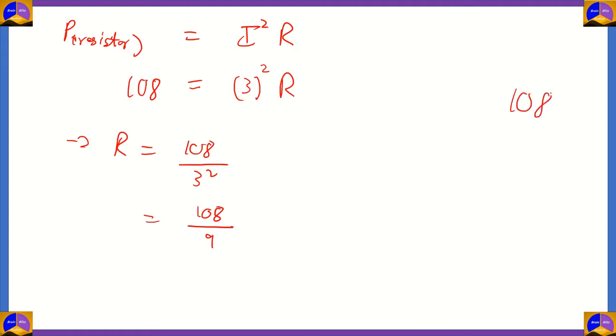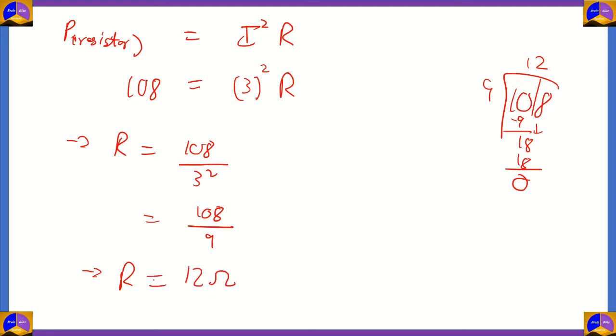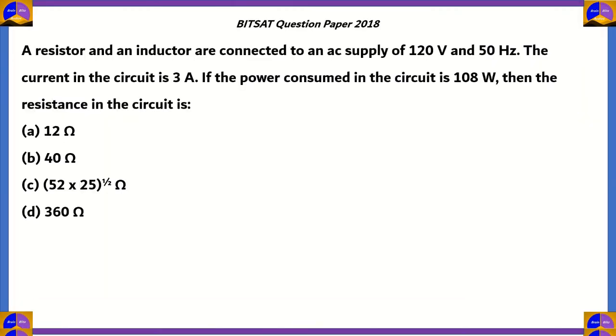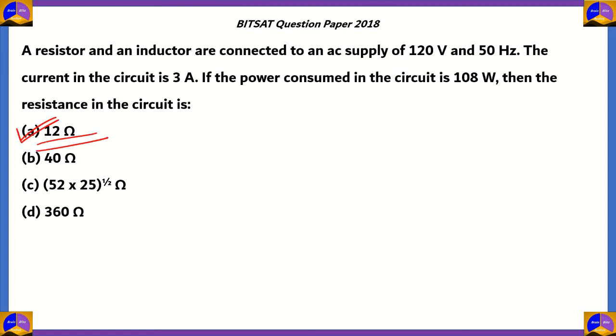Let's do the division here. 9 goes into 10 once, minus 9 equals 1. And then put the 8 down, you get 18. 9 goes into 18 twice. 18 minus 18 gives you 0. So therefore, the value of the resistance of this LR circuit is 12 ohms. 12 ohms is the correct answer to this question. And if you look at our options, you can see that option A, 12 ohms, is the correct answer.